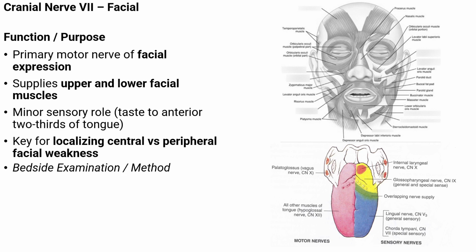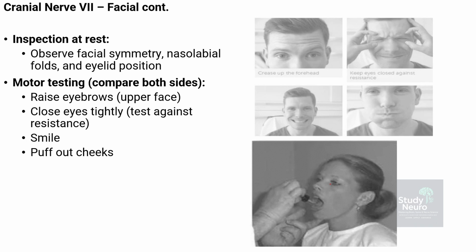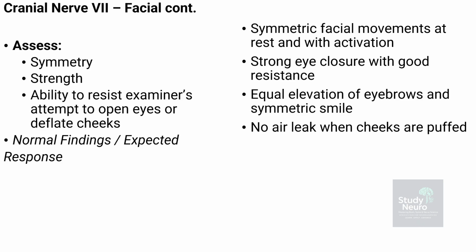After that, move to the lower face by asking the patient to smile and then puff out their cheeks, watching for symmetry and any air leakage that would suggest weakness. As you go through these steps, pay attention to both the range of movement and the strength of contraction. Normal function is indicated by smooth, symmetric facial movements, strong eye closure that resists opening, equal eyebrow elevation, and the ability to keep the cheeks puffed without air escaping.